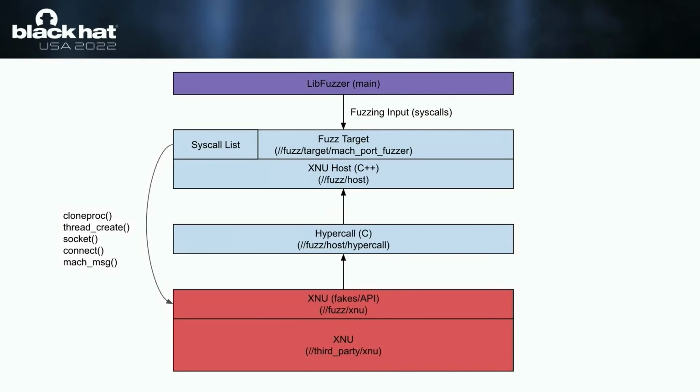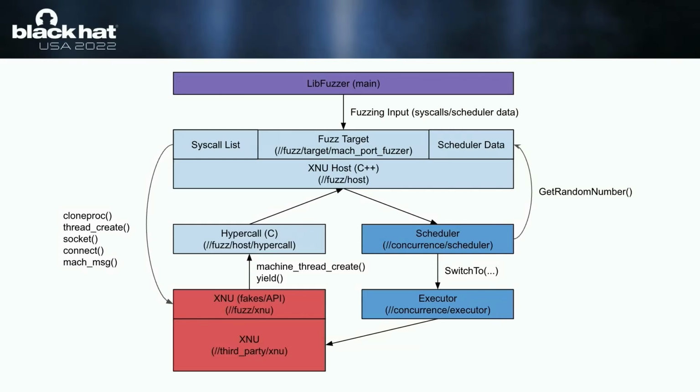I wish I could talk more about it. I'm guessing not everyone here knows about this, but unfortunately I just don't have time to go into details. So this is the existing project, and to add deterministic threading support to allow me to do blocking syscalls, I added this concurrence code base.